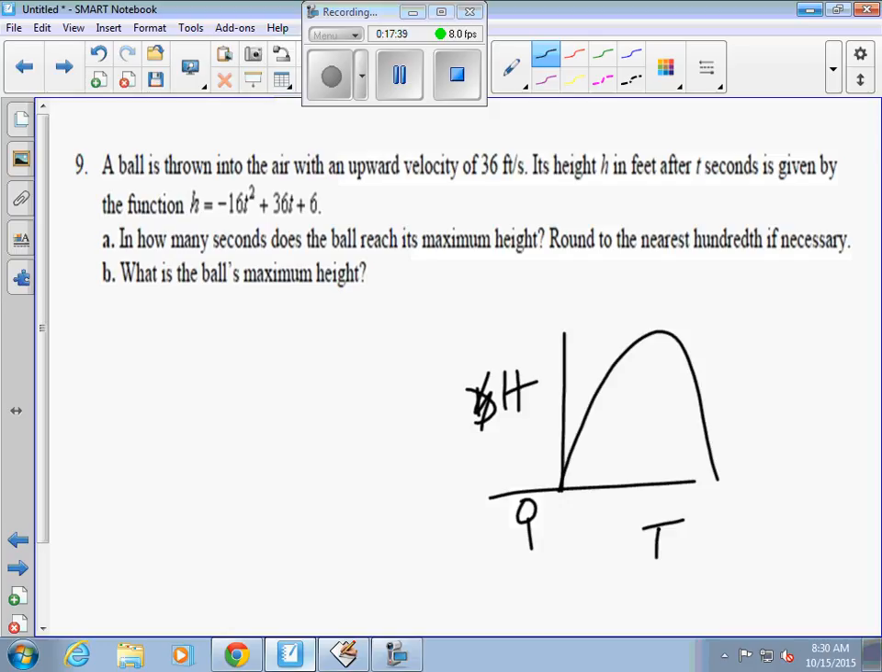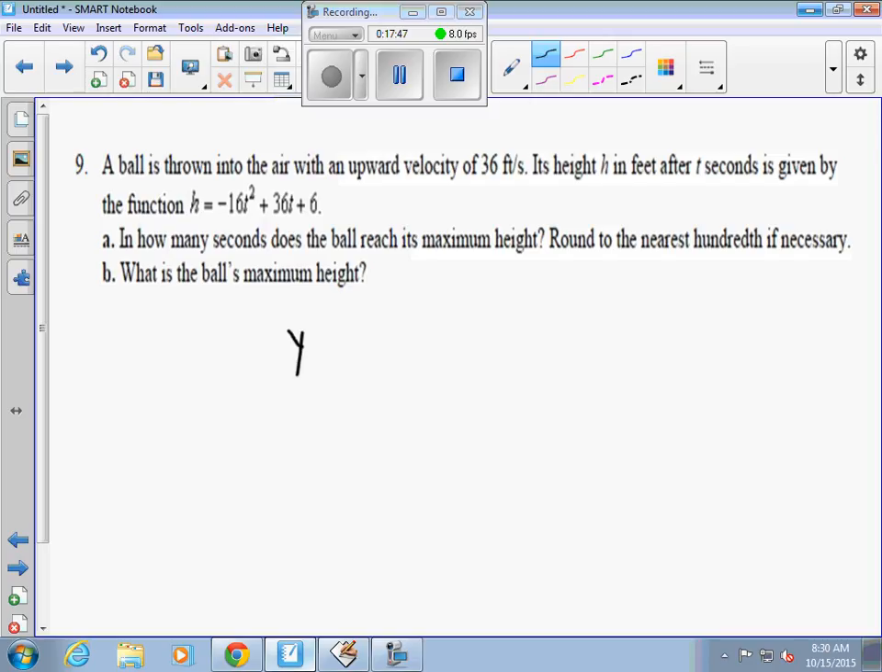H is equal to -16 t squared plus 36 t plus 6. Think of that as y equals -16 x squared plus 36x plus 6. Notice all I did was change y for h and x for t. So from there, it says in how many seconds will it reach its maximum height.